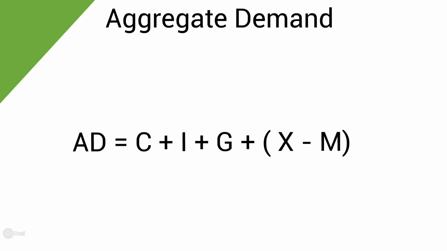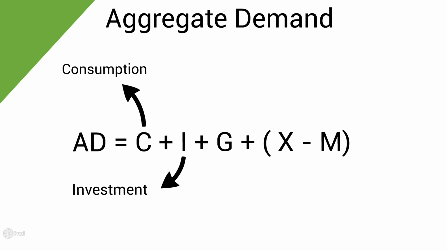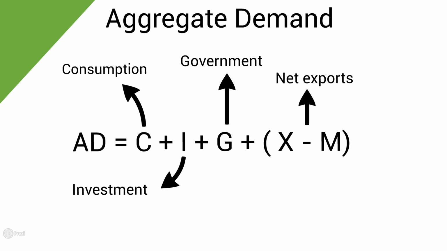It has the formula of aggregate demand equals C plus I plus G plus X minus M, where C is consumption, I is investment, G is government expenditure, X is exports, and M is imports. You can view the last two terms, which is X minus M, as net exports.